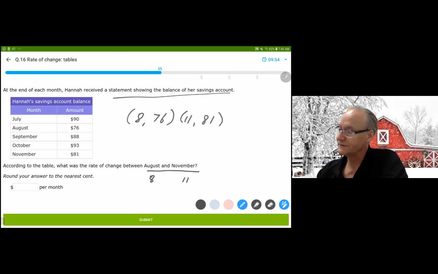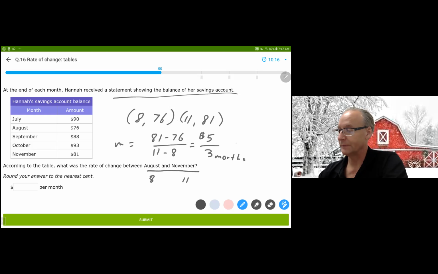And we want to check the rate of change. Of course, the slope is going to be 81 minus 76 over 11 minus 8. And that's going to be 81 minus 76 is 5 over the 3. So it's $5 over a period of 3 months. Now there's some bad news here. It says rounded to the nearest cent. We have to make sure we read the directions. Well, 3 goes into 5. Let's go ahead and divide it.